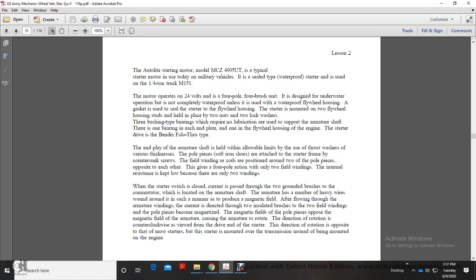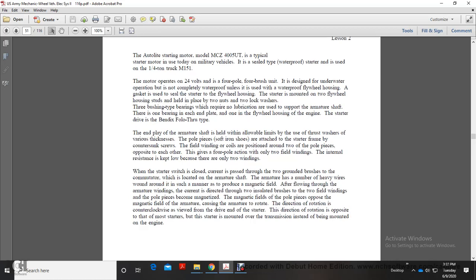The three bushing-type bearings do not require lubrication and are used as supports for the armature shaft. There is one bearing in each end plate. On the flywheel housing end of the engine, the starter drive is of the Bendix follow-through type. The play of the armature itself is kept within allowable limits with flush washers of various thickness. The two pole pieces, soft iron shoes, are attached to the starter frame with countersunk screws. There is one field coil positioned on two of the pole pieces opposite each other. This gives 4-pole action with two field windings, and internal resistance is kept low because there are only two windings.